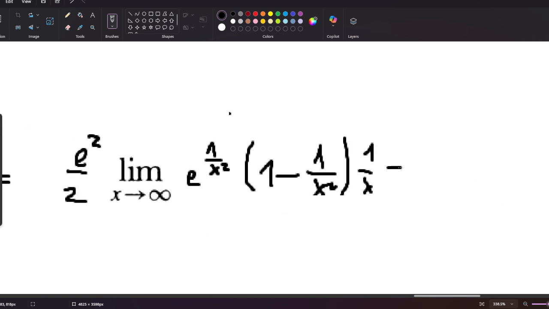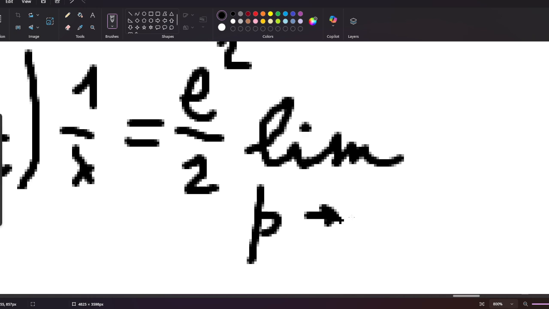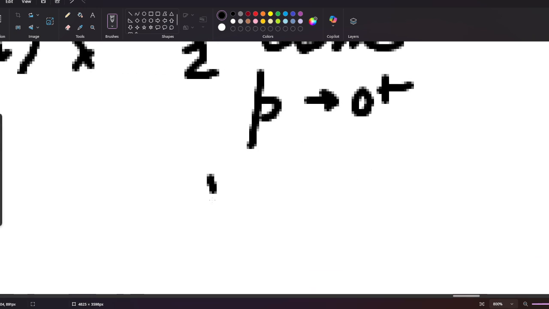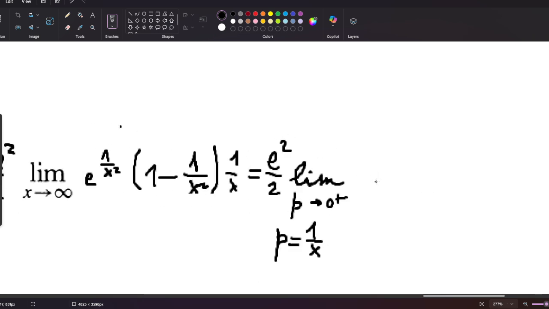Now, finally, let's rewrite this limit entirely. Let's instead say that it's the limit as e approaches 0 from the right. And let's say that p is equal to 1 over x. So we're going to have e to the power of p squared times 1 minus p squared times p. Now we can just do a simple substitution.